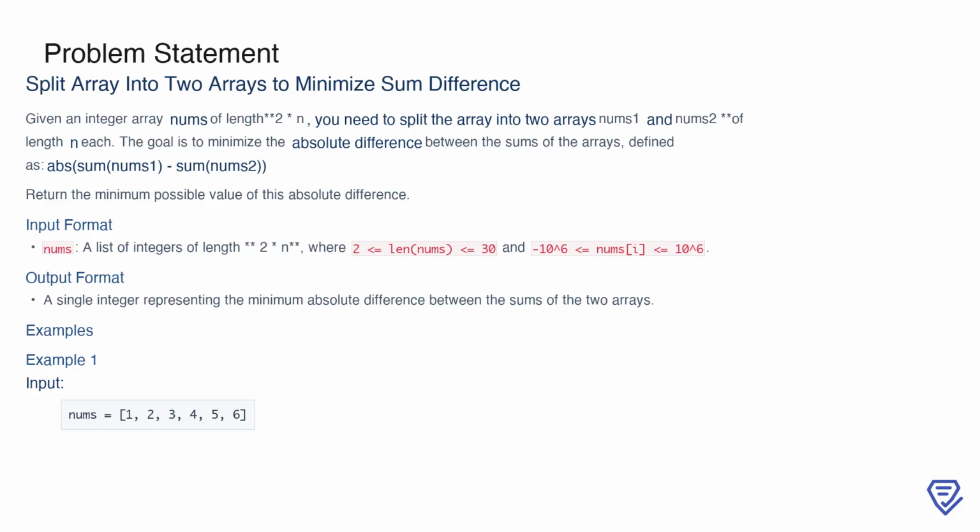The output of the problem is a single integer, which represents the smallest absolute difference you can achieve by splitting the array optimally. The input array, nums, can have a length between 2 and 30, and the values within the array can range from -1 million to +1 million.